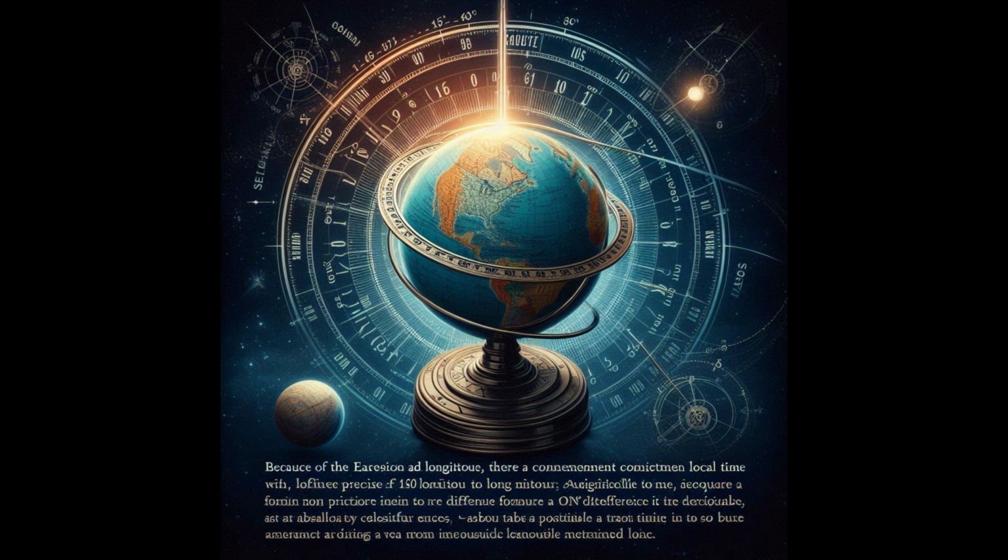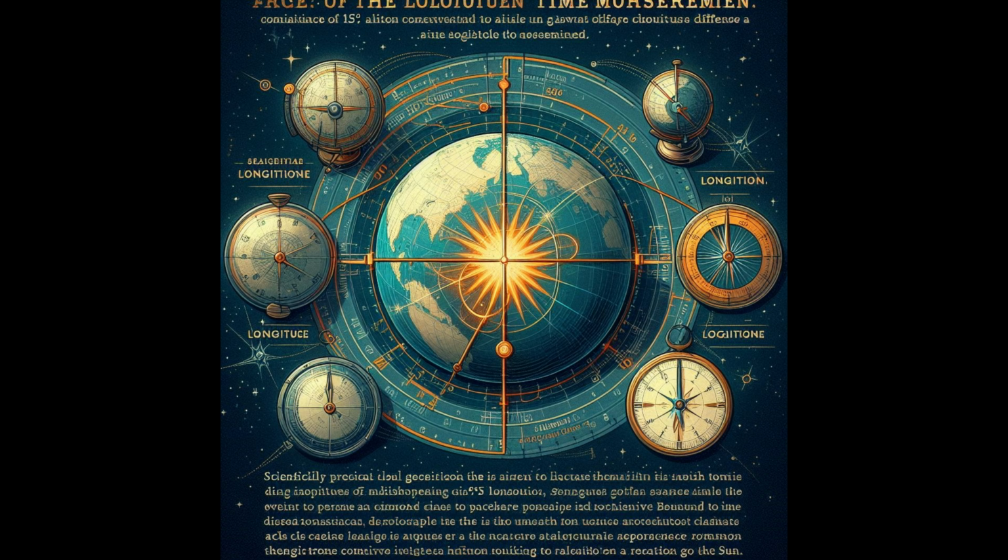Longitude is a geographic coordinate that specifies the east-west position of a point on the surface of the Earth or another celestial body. It is an angular measurement, usually expressed in degrees and denoted by the Greek letter lambda. Meridians are imaginary semicircular lines running from pole to pole that connect points with the same longitude. The prime meridian defines 0 degrees longitude.